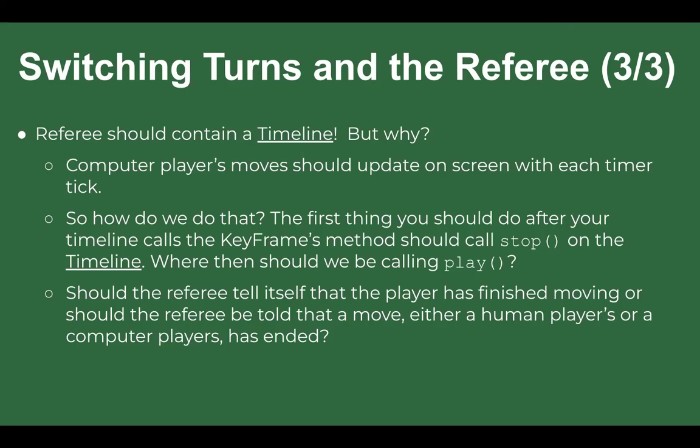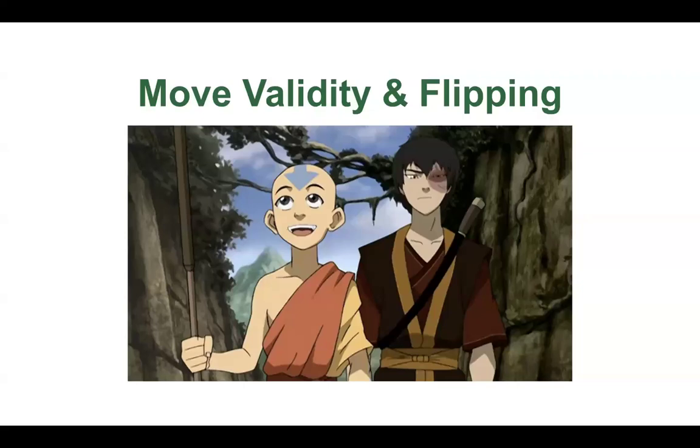And something just to know is that you'll probably start off by coding just the two human players, and then you go on to coding Minimax, which is the computer player, and figuring out the logic of that. And that's kind of when the timeline and the referee come into play.